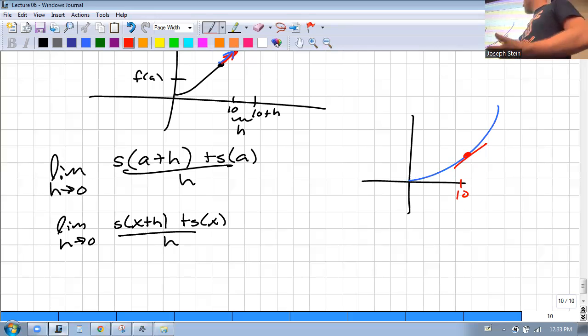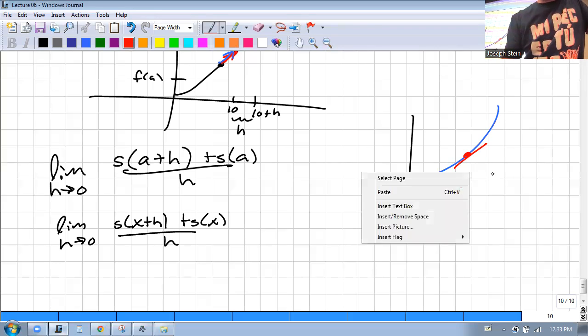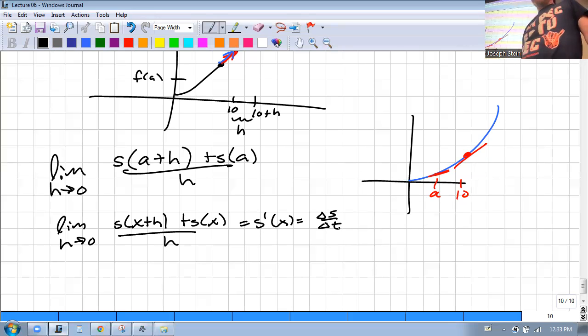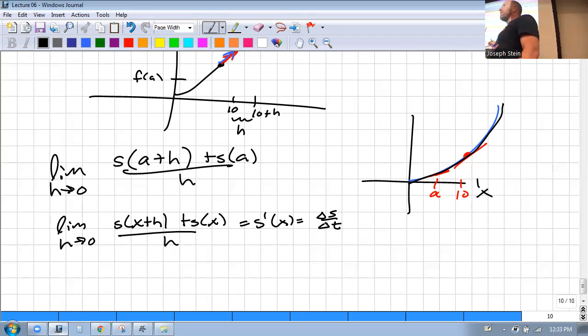It's just the slope at that point, right? But then I said, well, let's just call this A. Well, then this thing tells me the slope at A for any A. Well, why don't I just replace that with X, and this is going to be a new function. Call it S prime of X. This is the change in S with respect to time. All right. So the slope here is different for every value of X, right? For this X, the slope is this. For this X, the slope is this.